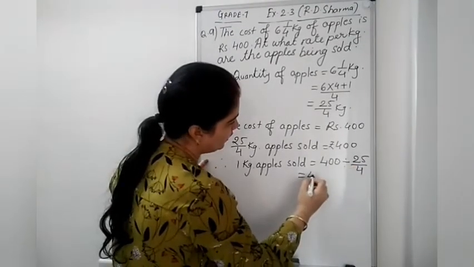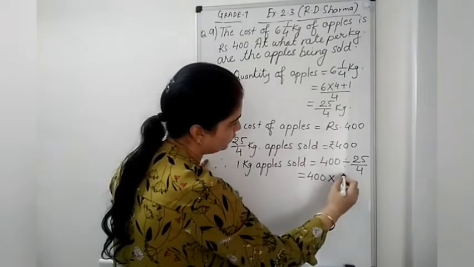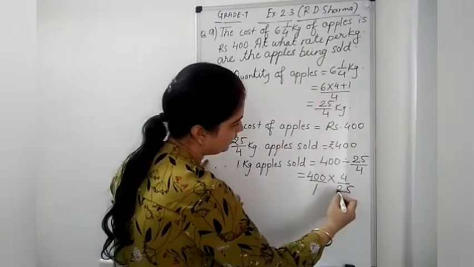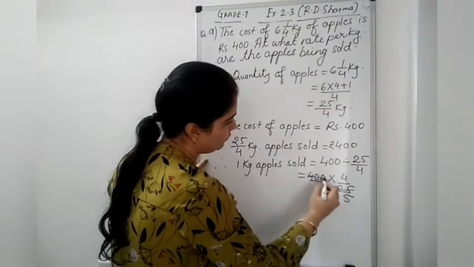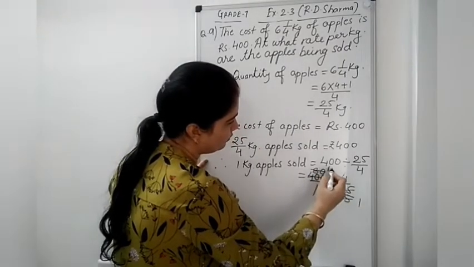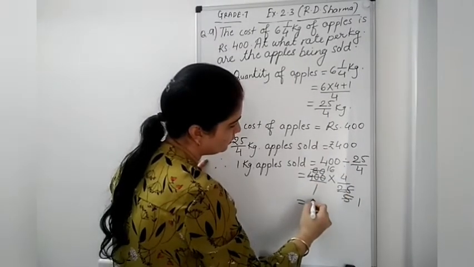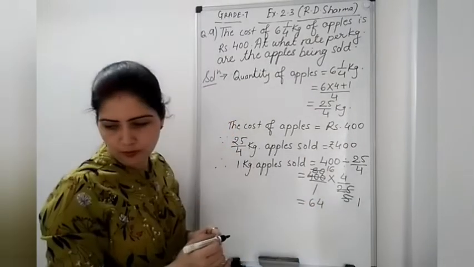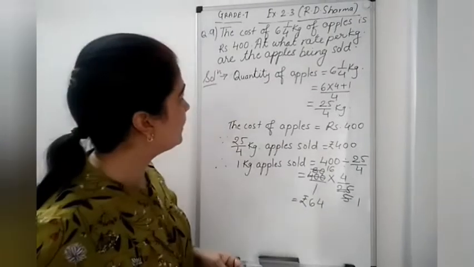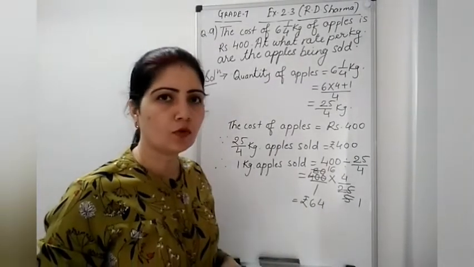So division will become multiplication, and we'll take the reciprocal of this. Now I can see they both can be divisible by 5. 5 5s are 25, 5 8s are 40, 5 1s are 5, 5 1s are 5, 16 4s are 64 rupees. So your answer will be 64 rupees. So the answer statement will be, the cost of 1 kg of apple is 64 rupees.